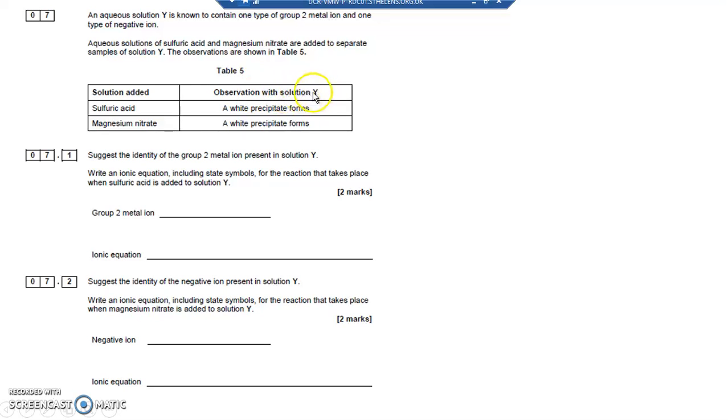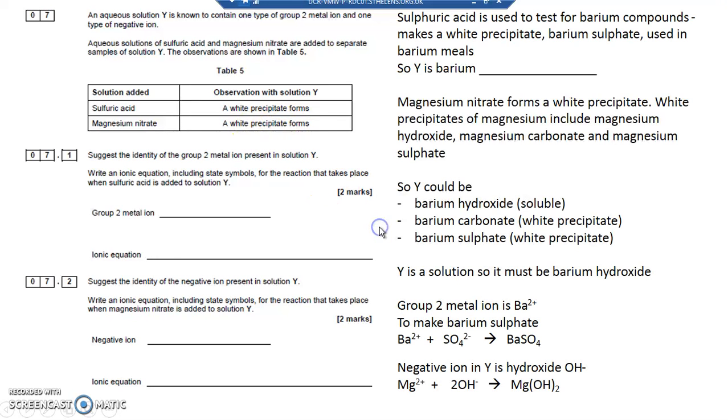Barium hydroxide is a solution because as you go down group 2, the hydroxides become more soluble. As you go up group 2, something like magnesium hydroxide is less soluble. So barium hydroxide's looking good here. Barium hydroxide making barium sulfate with sulfuric acid and magnesium hydroxide as a white solid is looking favourable.